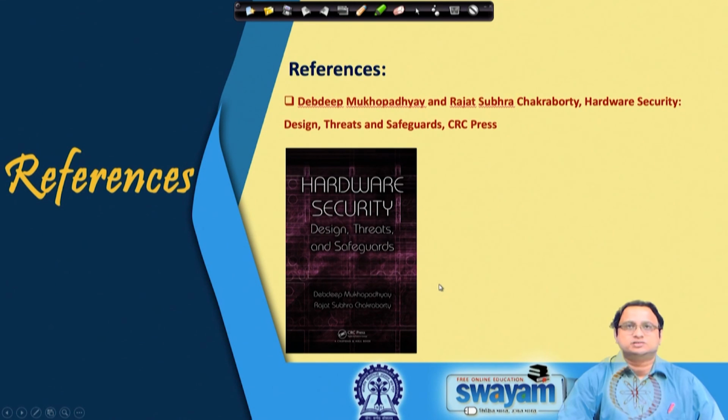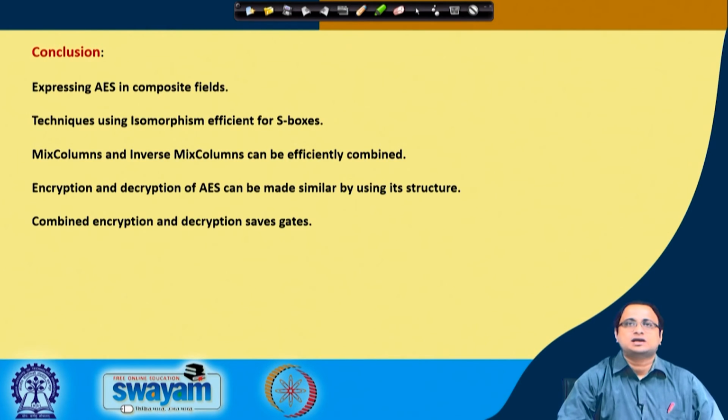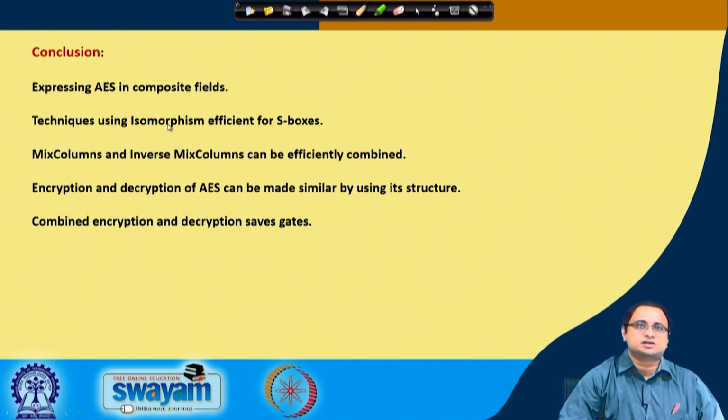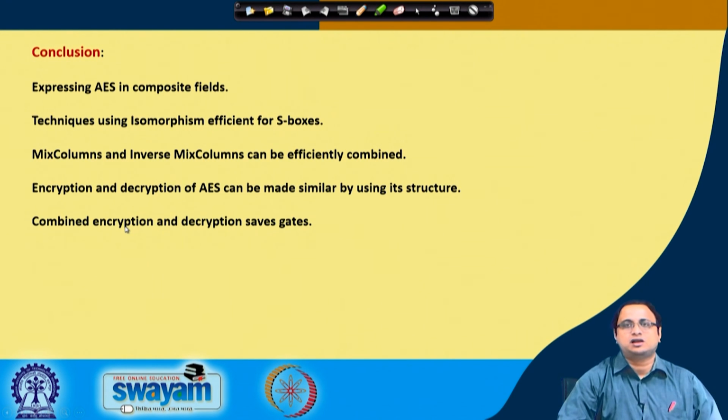Again, this is my standard reference that I have followed for the book and for the class. To conclude, we have been discussing how we can express the entire AES in composite fields. We have discussed techniques using isomorphisms which are efficient for S boxes. We have discussed how we can efficiently combine the MixColumns and the inverse MixColumns operations. We have discussed how encryption and decryption of AES can be made similar by using its structures. And finally, the general observation is that when you combine encryption and decryption, it saves valuable gates. So, with this I would like to stop here, and thank you for your attention.